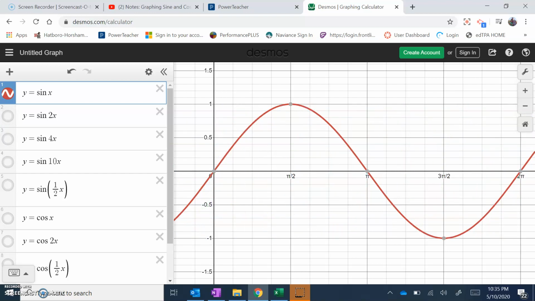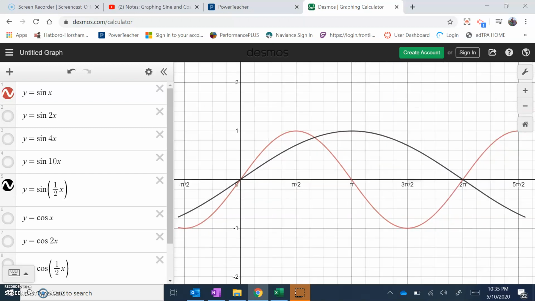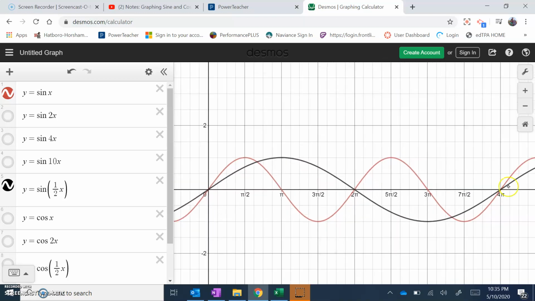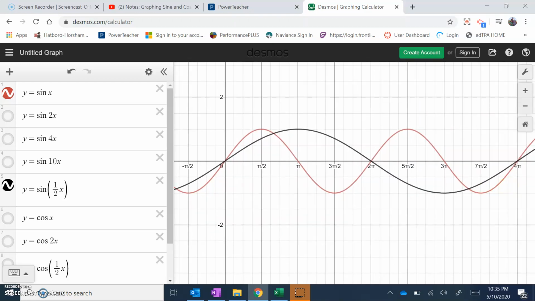Let me take those back out. Now, if I put in 1/2, notice it's stretching it out, and it doesn't repeat itself until we hit 4 pi. Whoa, 4 pi. So that stretched it out.